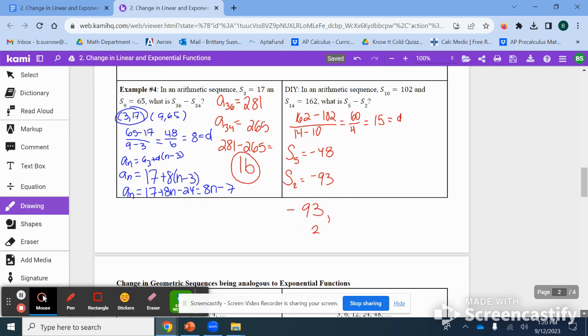So that's your second term. The third term we don't know. The fourth term we don't know, but we know the fifth term is negative 48. Here's why this works.